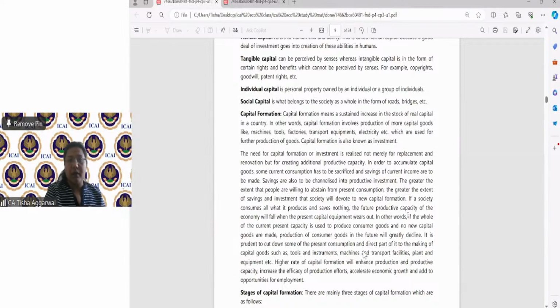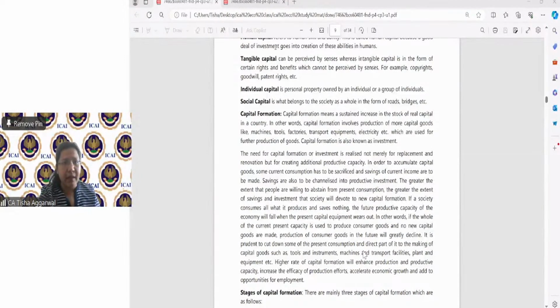Okay, perfect. Now, social capital and individual capital is very much clear to you. When I say individual capital, that means something which is owned by me. When I say social capital, it means something which belongs to the whole society. Okay, Parul has given me the doubt. 1 second.